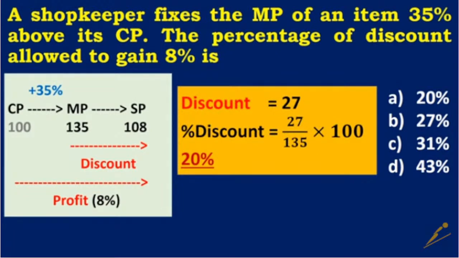The difference between the marked price and the selling price is known as the discount, which is 135% minus 108%, equals 27. Divide the discount by the marked price and multiply by 100 to get the discount percentage. In such case, 27 divided by 135 equals the fraction 1 divided by 5 into 100. When we convert the fraction to percentages, we get a discount percentage of 20%.